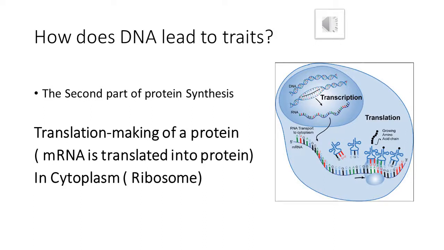The second part of protein synthesis to make a protein is called translation. In translation, mRNA is translated into protein, and it occurs in the cytoplasm or ribosome. Translation is the only process here that happens inside the cytoplasm or ribosome.